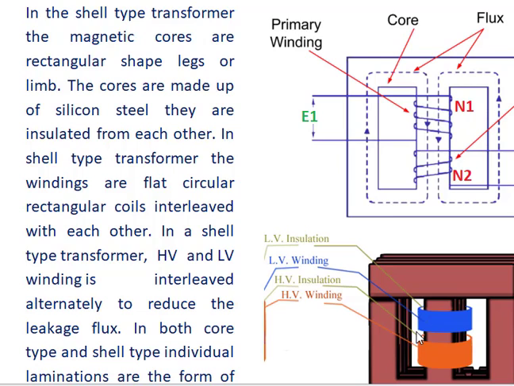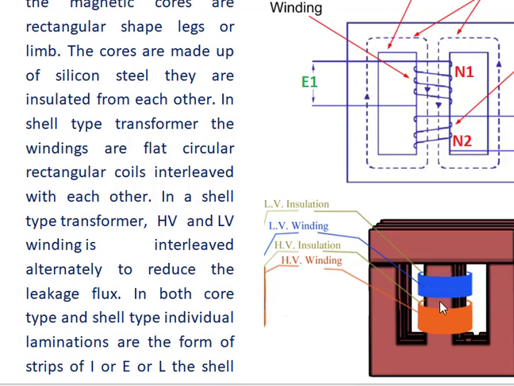These are called legs or limbs. 1, 2, 3. Three legs or limbs. So the magnetic cores have rectangular shaped legs or limbs. The cores are made up of silicon steel strips. The silicon steel E-shaped or I-shaped strips are insulated from each other.